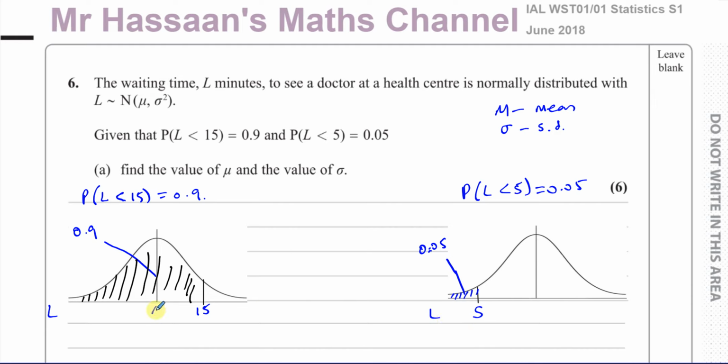One of the things we're trying to find is the mean. That mean is the same as this mean. We don't know what it is. One of the things we have to find.